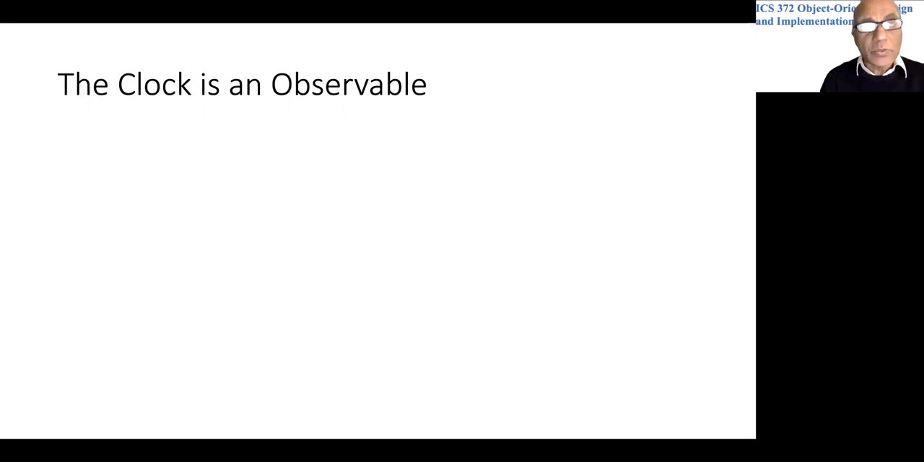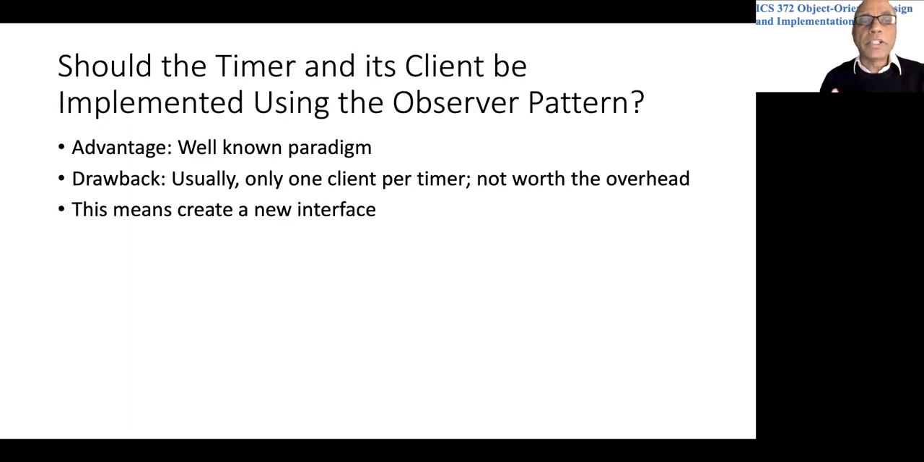Well, we were thinking of the clock as an observable, and the timer could actually be observing the clock. But what about the timer and its client? Should they also be using the observer pattern? The advantage of doing that is that it's a well-known paradigm. So if you tell somebody, well, we are using the observer pattern for the timer and a microwave state or whatever, they will immediately know what the design is going to be like.